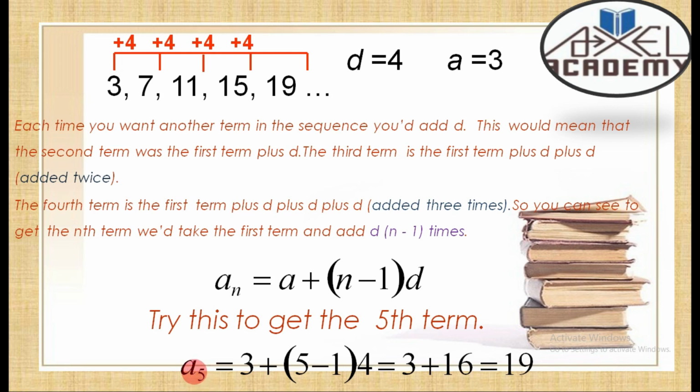So for example, I have found that A5 will be what? A is the first term. What is n? n is 5, so 5 minus 1 into the common difference. So 3 plus (5 minus 1) is 4, into 4 is 16. 3 plus 16, it will be what? 19. I think this point is clear.